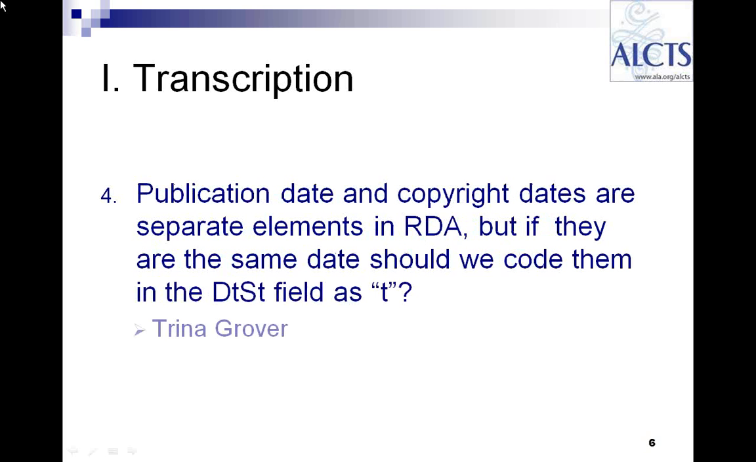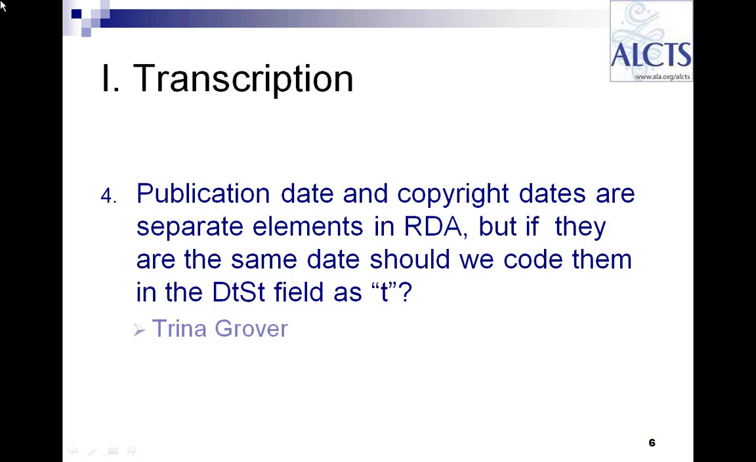Okay, next question, number 4. Publication date and copyright dates are separate elements in RDA, but if they are the same date, should we code them in the type of date and publication status field as T? All right, the short answer is yes. If your publication and copyright dates are exactly the same, you would code the date status field in 008 as T, which indicates publication and copyright dates are included in the record.